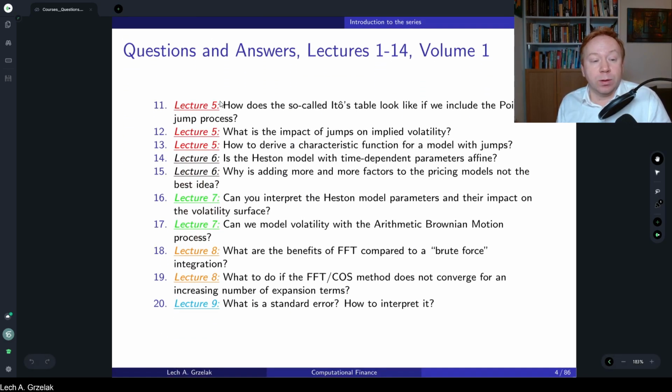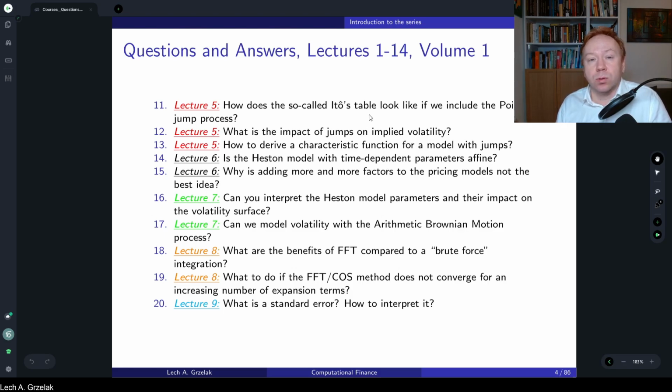Here we have another 10 questions, from lecture number 5, which is about jump processes. The first question is about the Ito table and the relation to the Poisson process. If you have a stochastic differential equation in which we have a Poisson process, how does this Ito table look? The next point is about implied volatility and jumps.